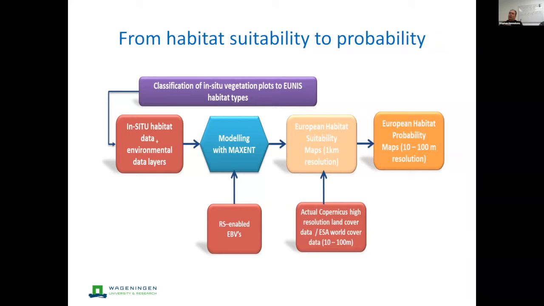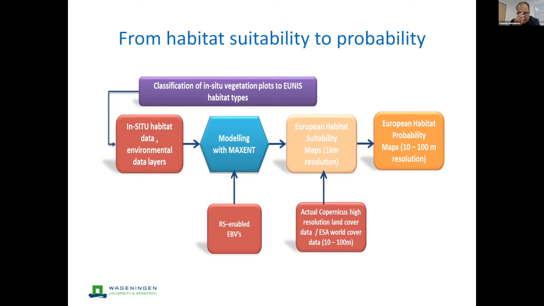Once we have the habitat suitability maps, we can go one step further, and that is by combining again the European habitat suitability maps, which is still not completely, of course, related to the actual situation, confronted with the actual land cover information. Well, of course, for the actual land cover information, you want to use the most detailed information at the European level, and that is the high resolution layers. Copernicus high resolution layers, for example, with a 20 meter resolution, but it's only available for a few themes like forests, like grasslands, like wetlands, water.